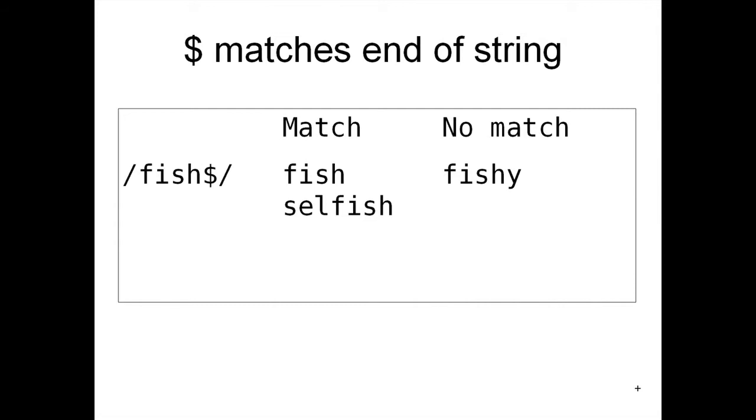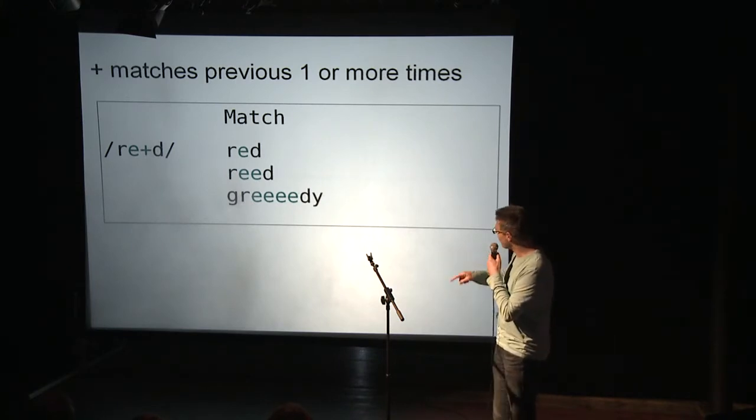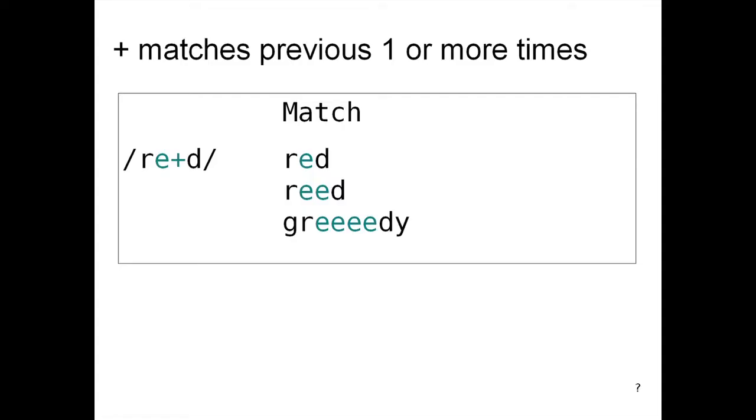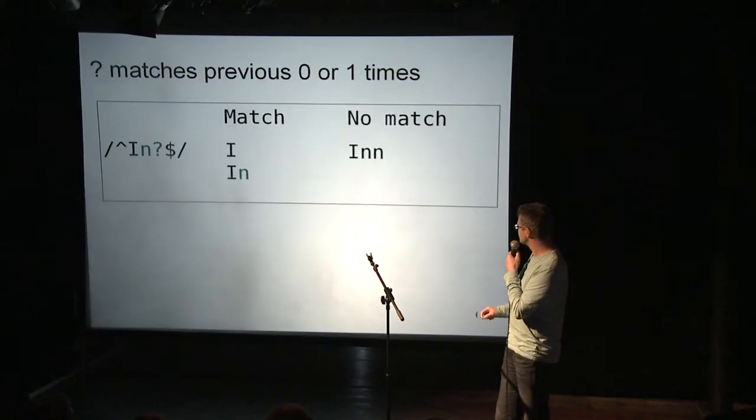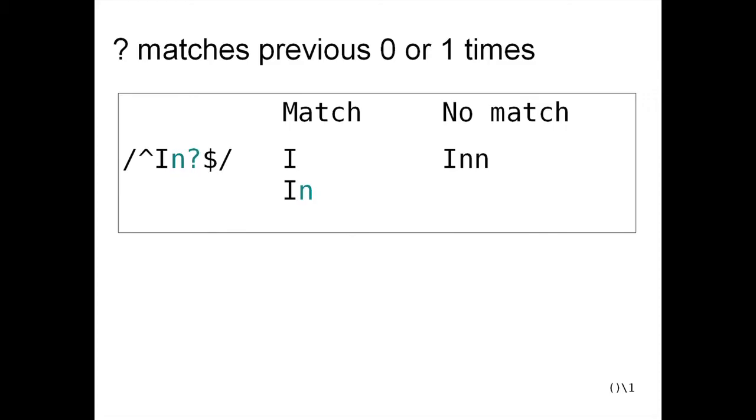Sometimes it's useful to search for a character more than one time. So the plus searches for the previous character, E in this case, one or more times. So R, E one or more times, then D. So that will match red, read, and greedy. Something else we like to do is to match 0 or 1 time. So this is search for I followed by N, 0 or 1 time. So that will match I and in.